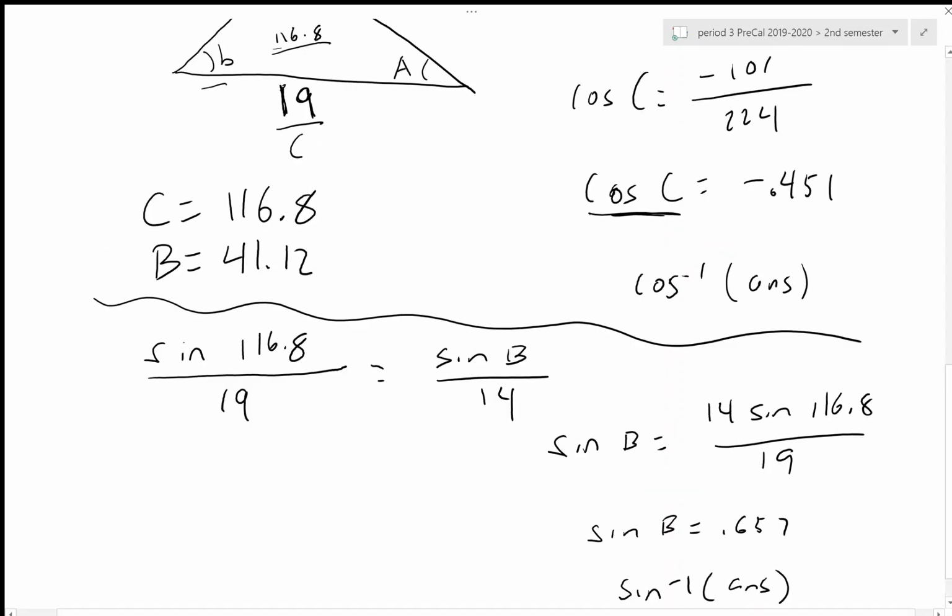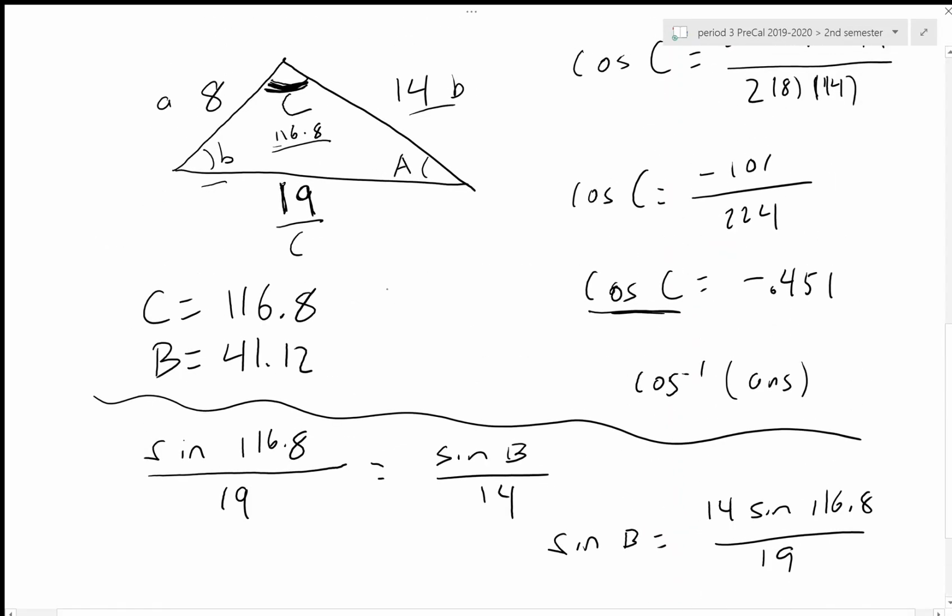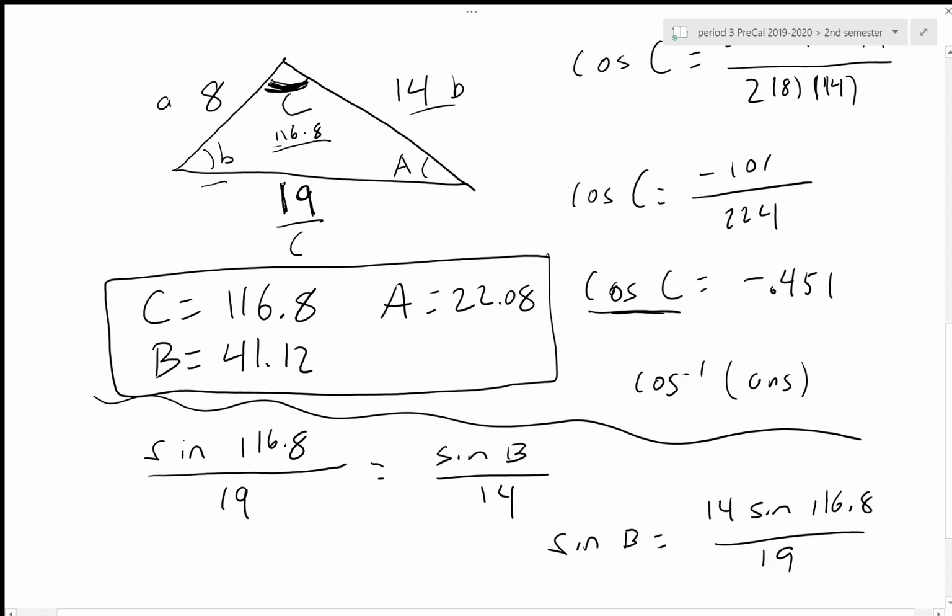So now how do I find A? Easy. 180 minus 116.8 minus 41.12, and I get A to be 22.08. And that's basically how I use the law of sines, cosines I mean.